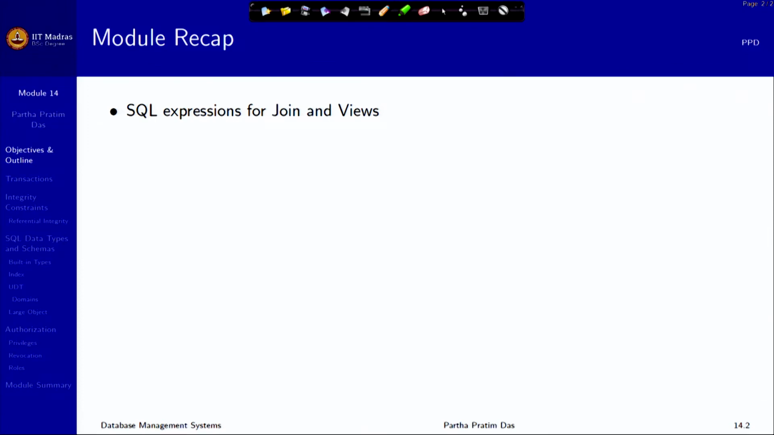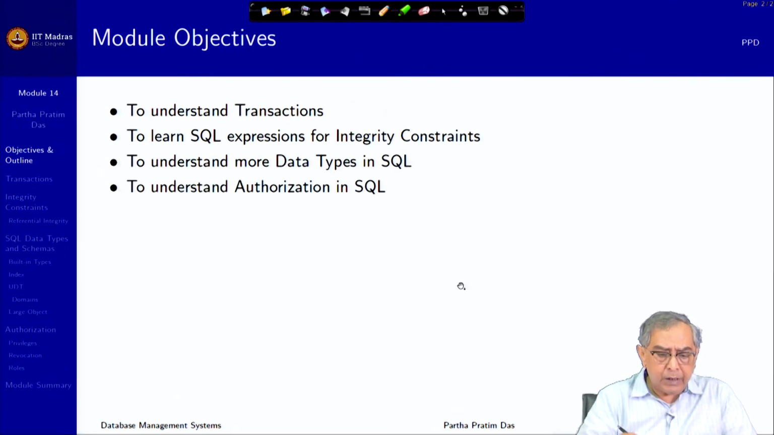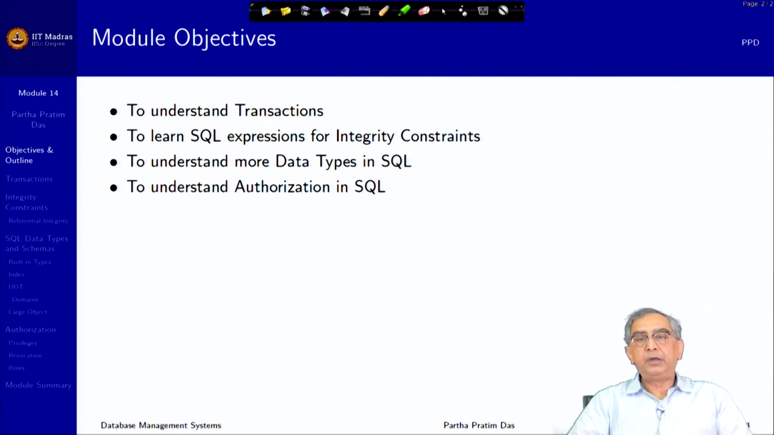And in the last module, we discussed two very important features: join, various types of join, particularly inner and outer join, natural join, and so on. And we have talked about views, which is also a very important feature by which you can make a virtual relation out of one or more actual relations or other views as well, and give that kind of views to users for restricted use.